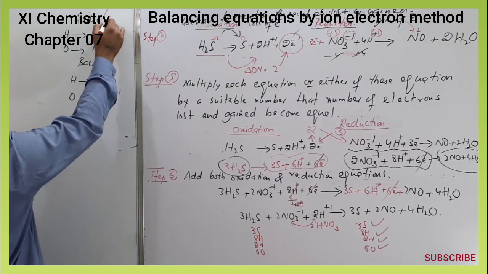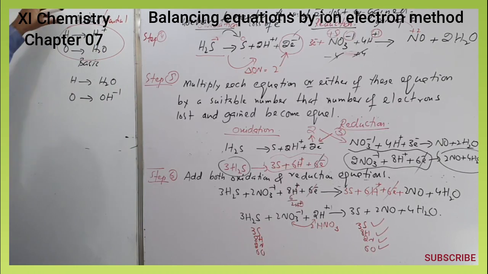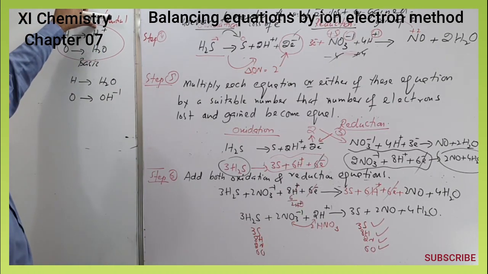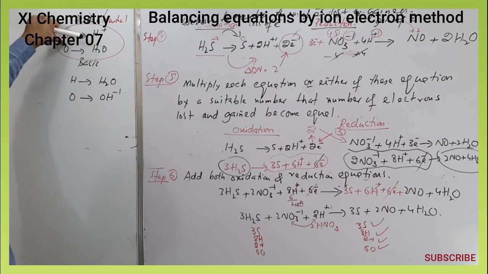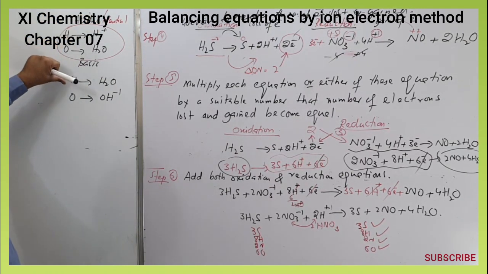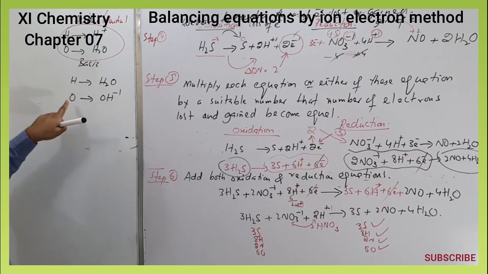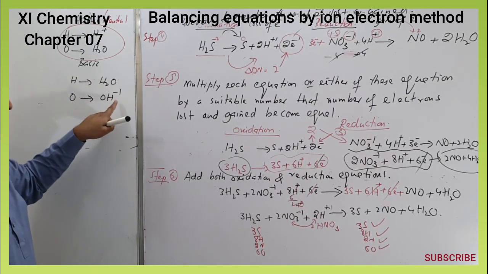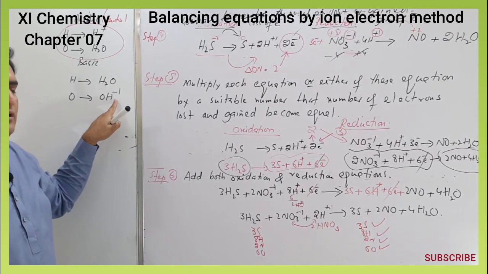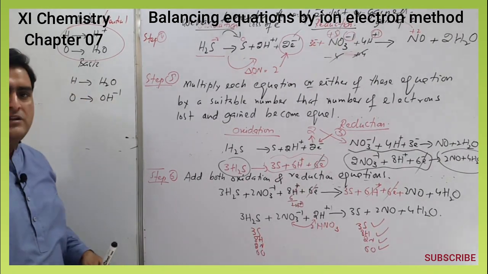This technique is for acidic and neutral medium. For each deficiency of hydrogen, we write hydrogen ion, and for each deficiency of oxygen atom, we write water. In basic medium, for each deficiency of hydrogen, we add 1 water molecule, and for each deficiency of oxygen, we add 1 OH ion. This is what we have to change in the basic medium.